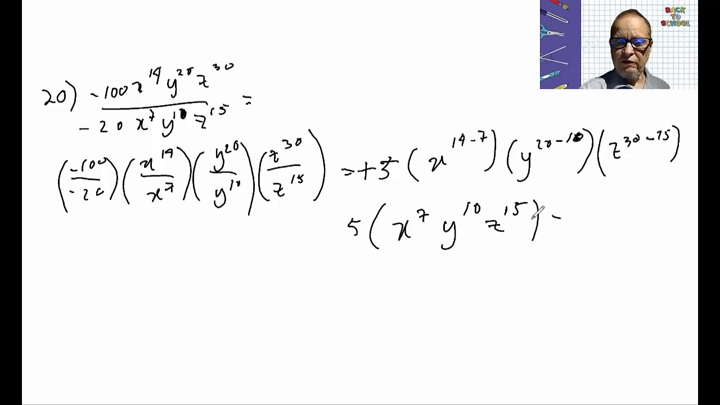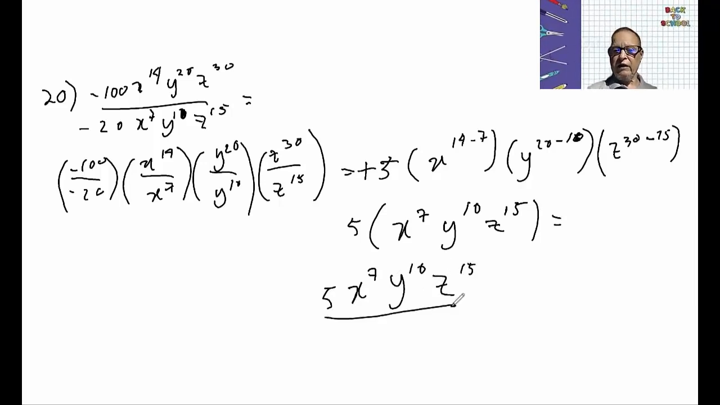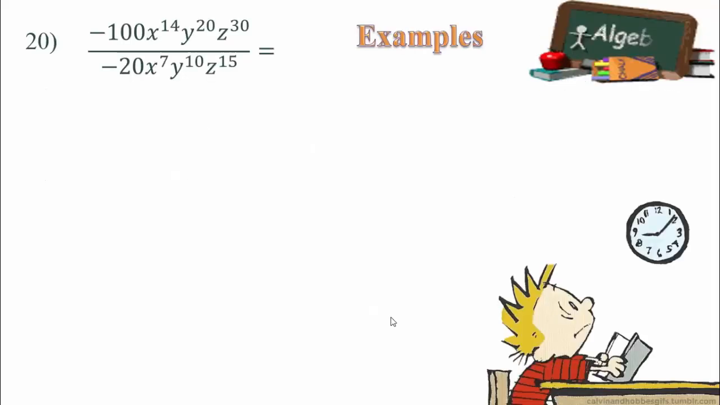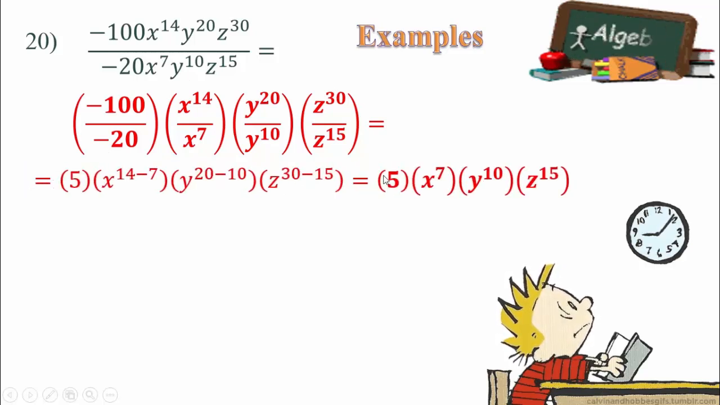And I just write it 5x to the 7, y to the 10th, z to the 15th, and that's my final answer. Summarizing example number 20. As before, I collected up the coefficients, my x's, my y's, and my z's, and worked each one out separately to get my final answer. 5x to the 7th, y to the 10th, z to the 15th, just like I did on the whiteboard.